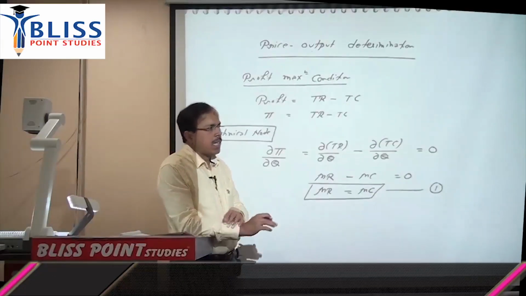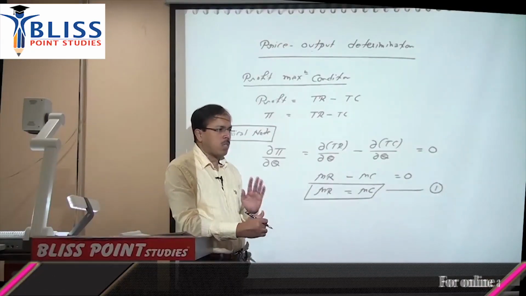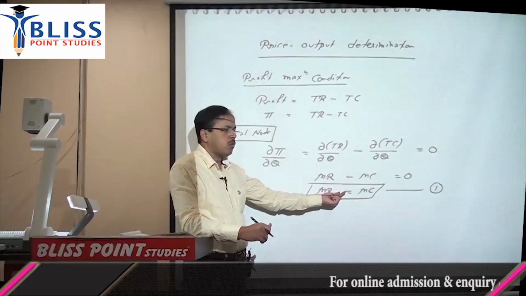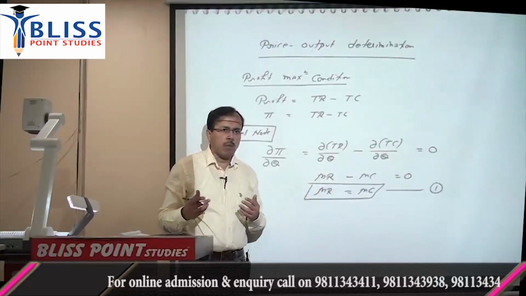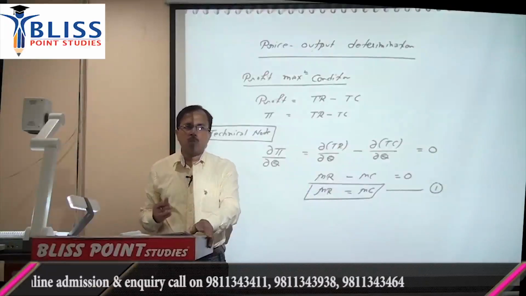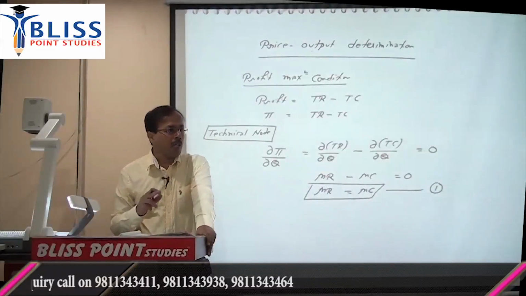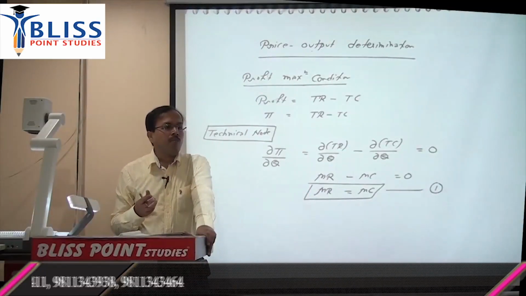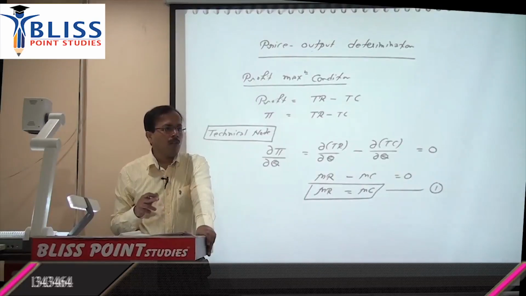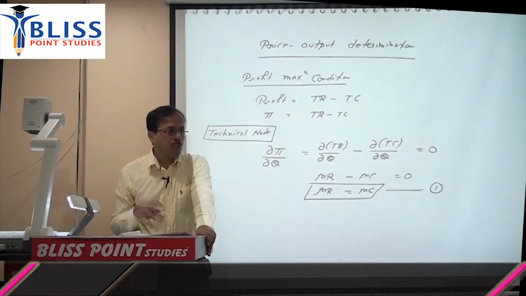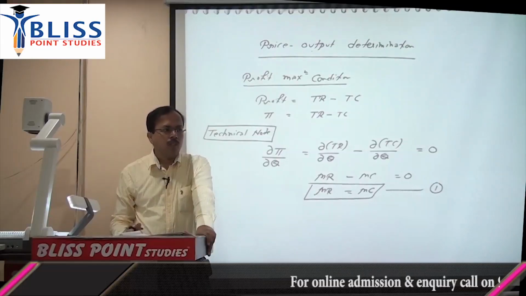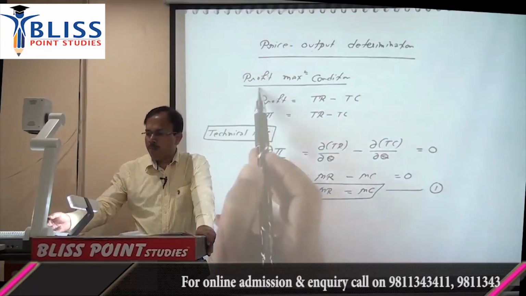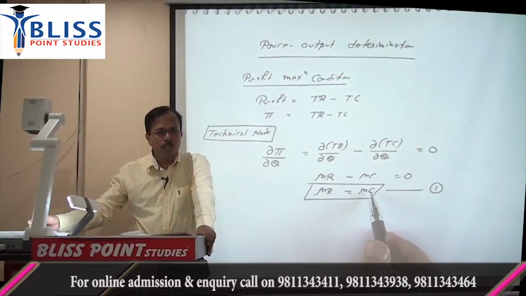You only have to write up to here that the profit of the firm will get maximized when MR equals MC. When marginal revenue is equal to marginal cost, then the profit of the firm gets maximized, whether that firm belongs to a competitive market, an oligopoly market, or a monopolistic market. In all markets the condition will remain the same. So profit of the firm gets maximized when MR is equal to MC.